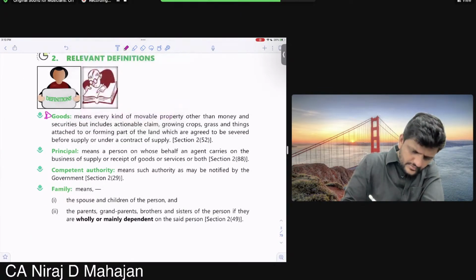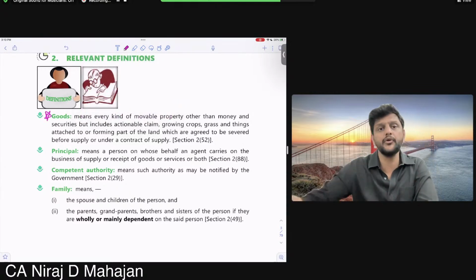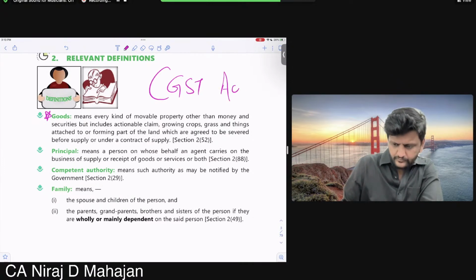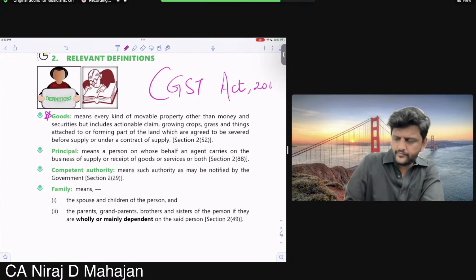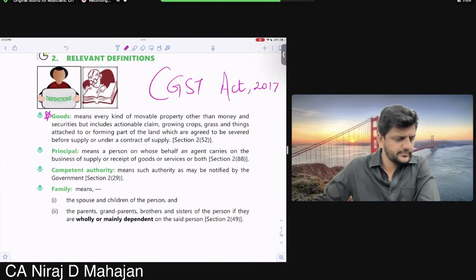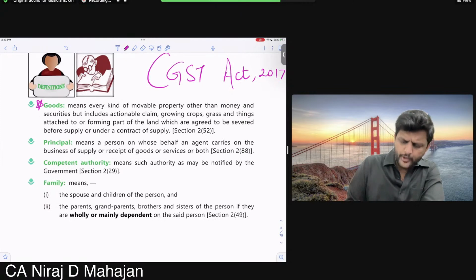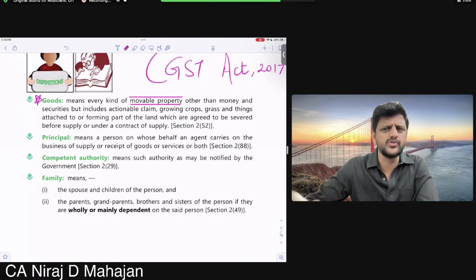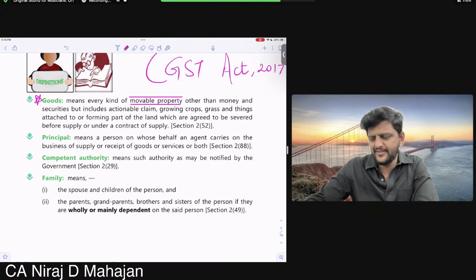First, goods. Some definitions which we have to do. So which act are we doing? CGST Act. Goods means every kind of movable property. Movable. Just now what we saw, that's why on real estate GST was not there. So what did I tell you? In fact, in real estate GST will be there as well as will not be there. What is the important point I told you? When will GST not be there in the real estate sector?